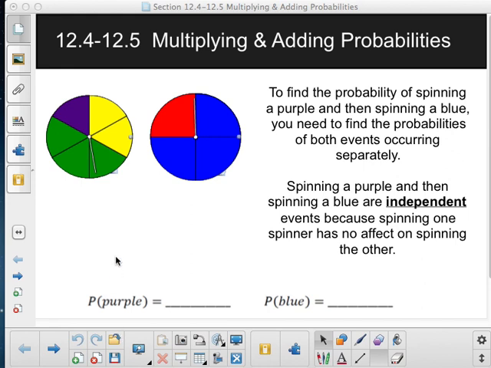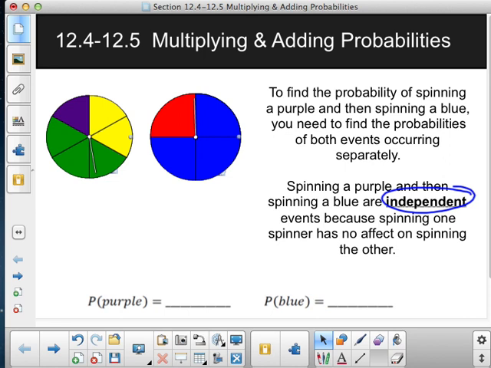Hello class, today we're going to look at sections 12.4 and 12.5, multiplying and adding probabilities. To find the probability of spinning a purple and then spinning a blue, you need to find the probabilities of both events occurring separately. Since they're on two different spinners, they would be considered independent events, because spinning one spinner has no effect on spinning the other spinner.